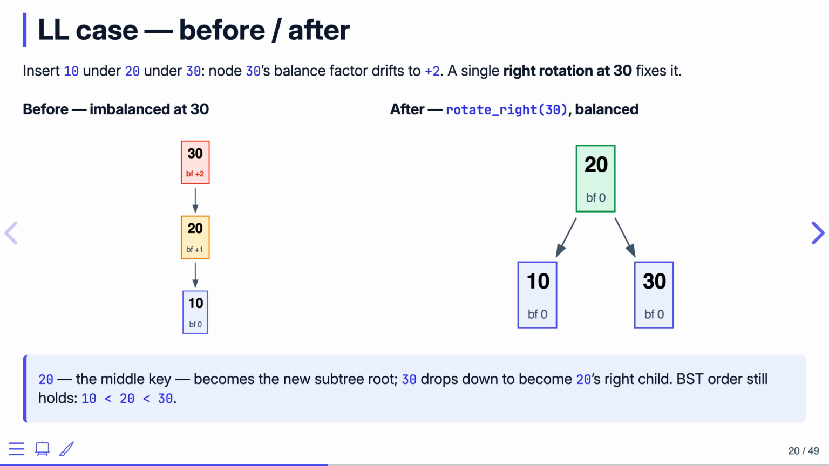Let's start with the LL case. We insert 10 under 20 under 30. Node 30's balance factor drifts to +2, so it is now imbalanced. A single right rotation at 30 fixes it.